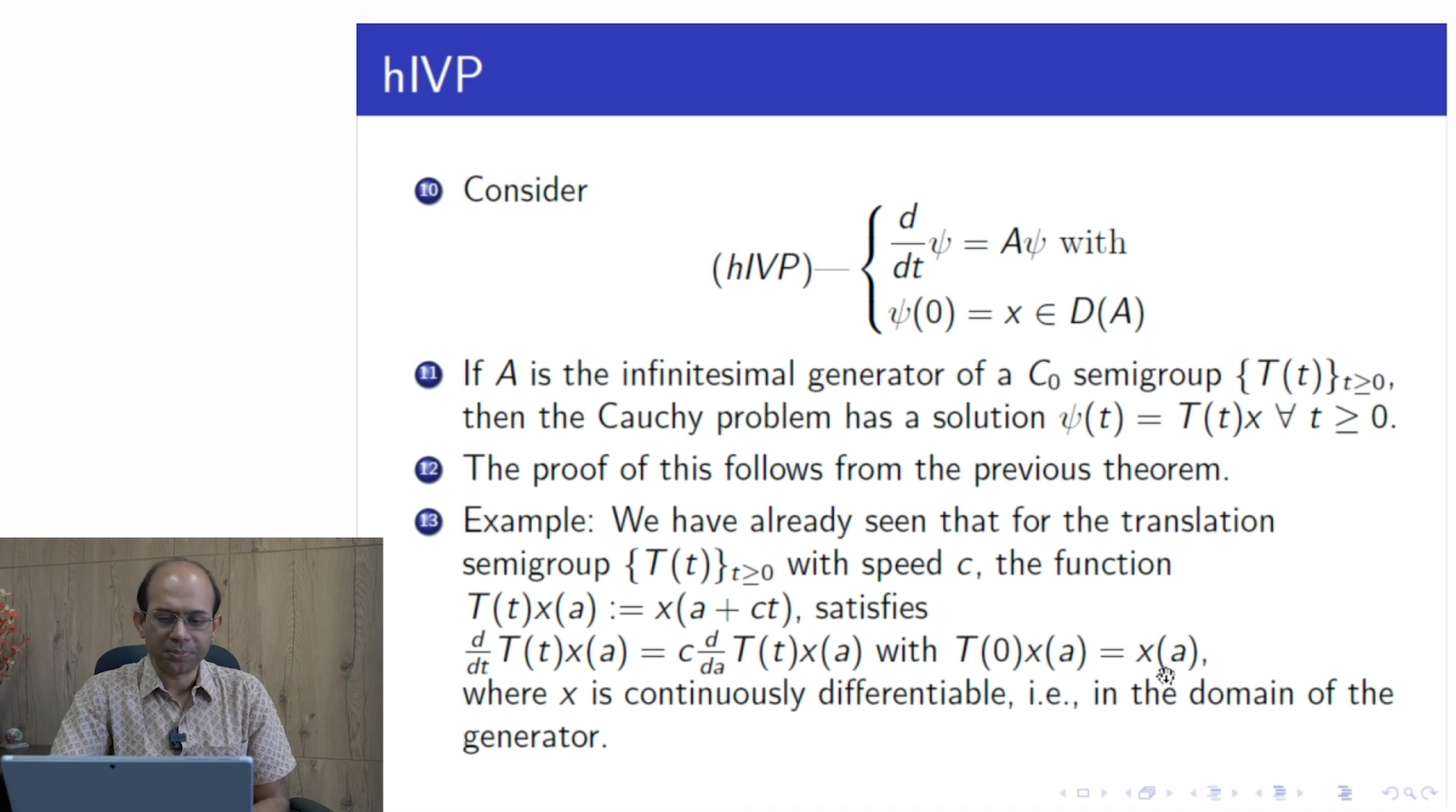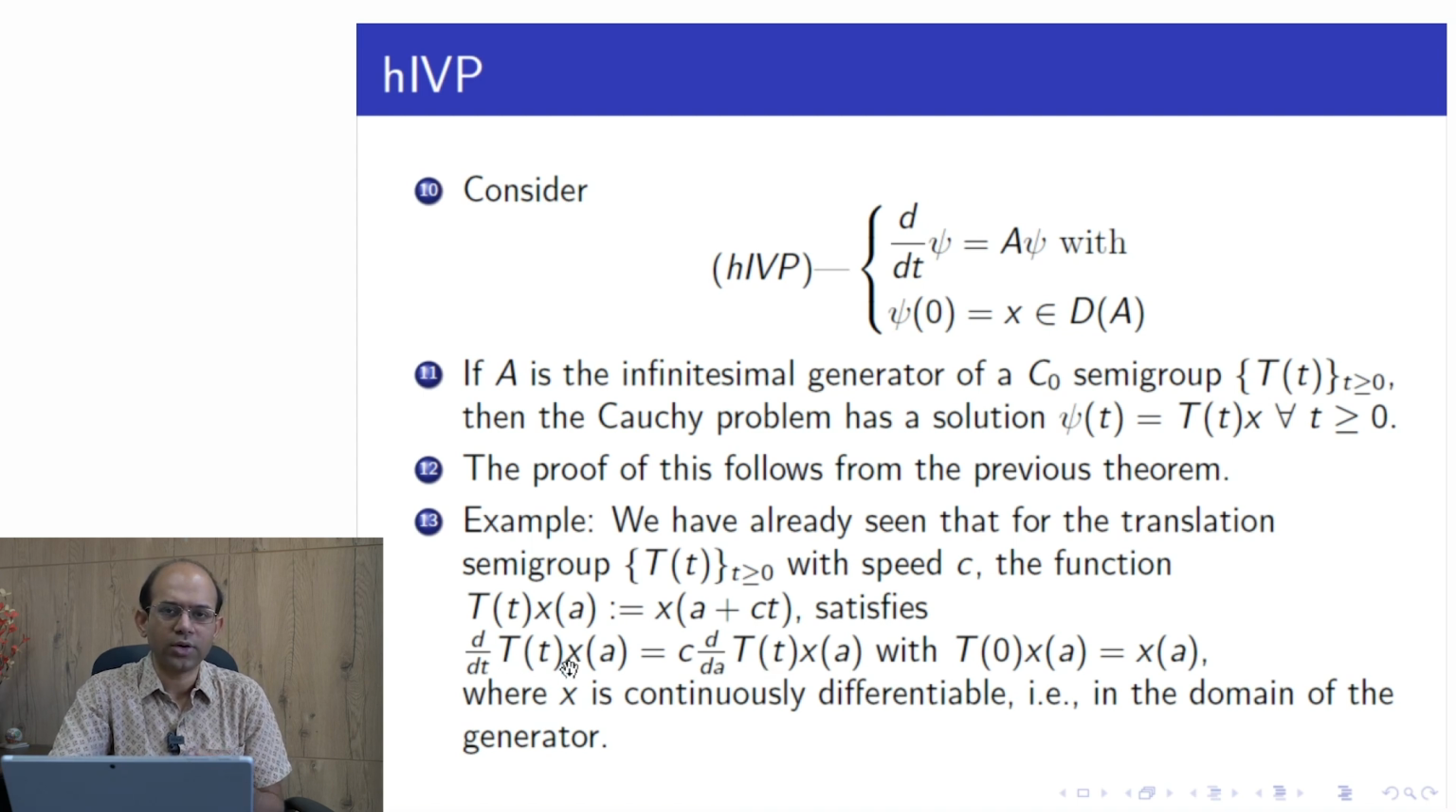So where x is now, if we choose x in the domain of the generator, and the generator is this differential operator, so if x is continuously differentiable, that is in the domain of the generator. Then the unknown Tt x at a, we can imagine that way, and that equation is satisfied by this solution, x of a plus ct. So that is the solution of this Cauchy problem, which is actually a first order linear partial differential equation.